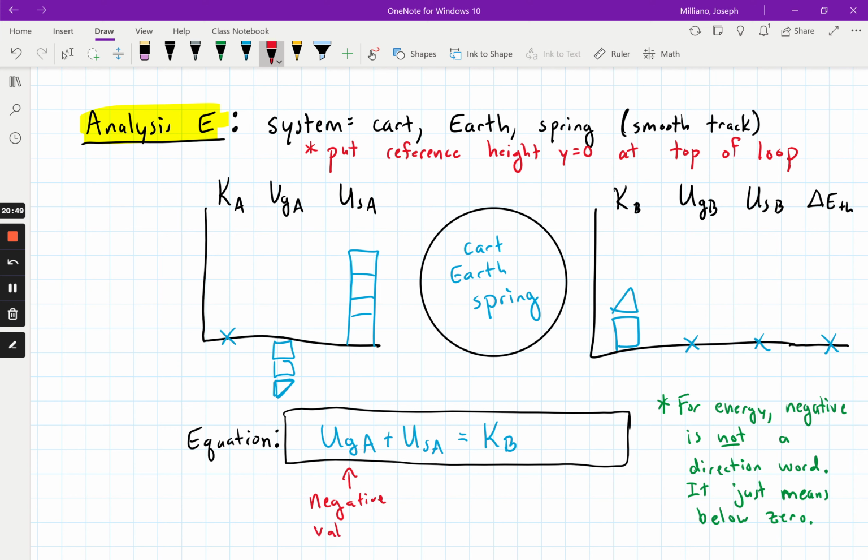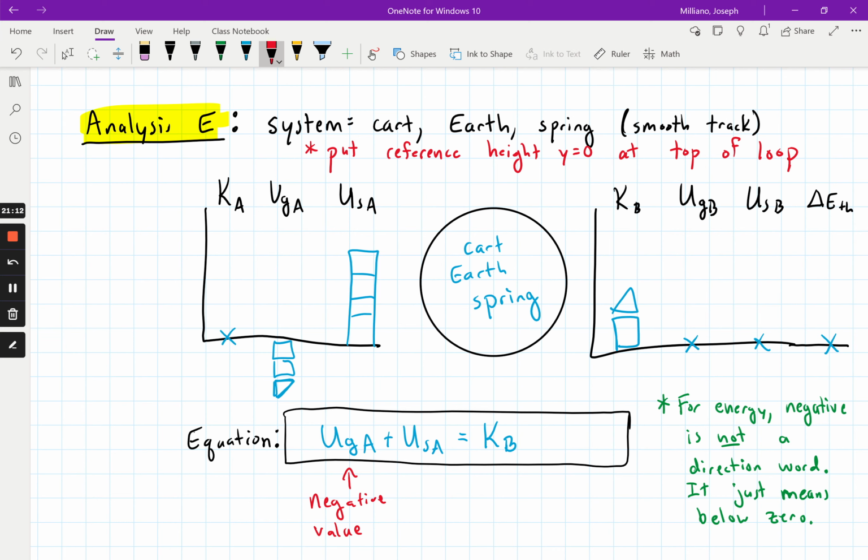This is where our blocks analogy sort of breaks down a little bit, because you can't have negative blocks if we're talking about physical blocks, but you can have negative energy so long as you're consistent. I'll end this with the reminder that's in green in the bottom right-hand corner of the screen, which says for energy, negative is not a direction word. It just is a word that means below 0.